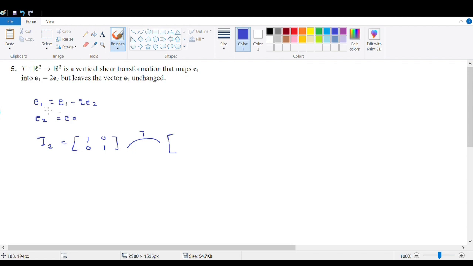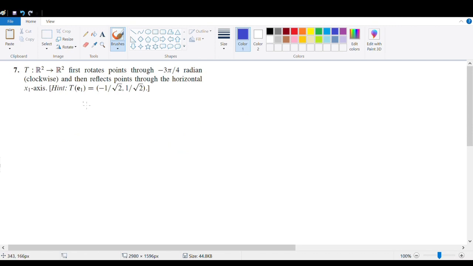So e1 will be e1 minus 2e2. So this is 1 minus 2 multiplied by 0, which will be 1. Then here we have 0 minus 2 multiplied by 1, which will be minus 2. Then e2 will be the same, so this is 0, 1. So this is a vertical shear transformation.